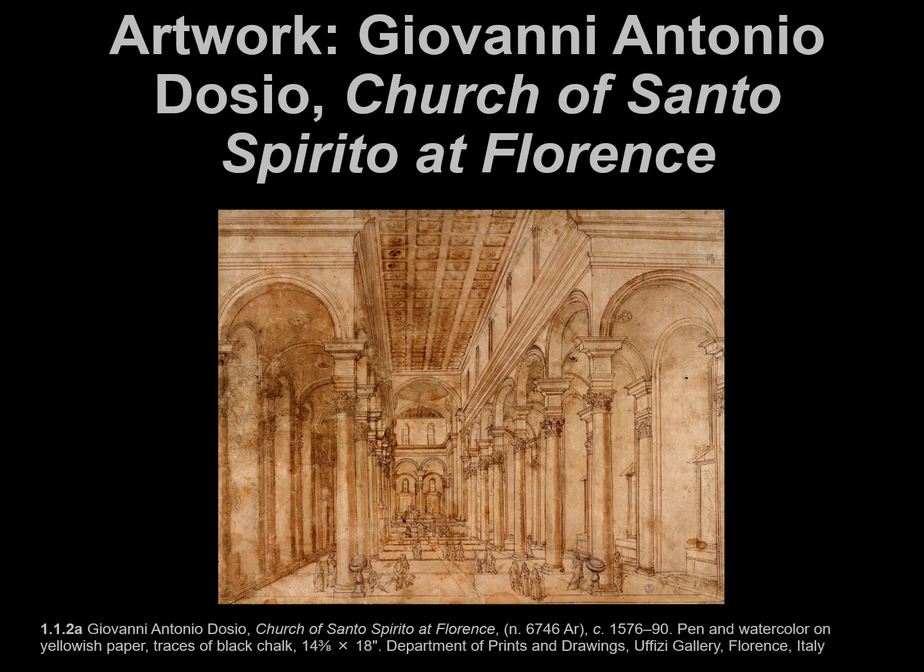This work by Giovanni Antonio Dozio called Church of Santo Spirito at Florence shows exactly how lines can be so important in various ways. In this case, this is an actual sketch that was used to design what would eventually be the Church of Santo Spirito. And as you can see, this is an amazing use of line to create the illusion of deep space. In this case, this is a 1-point perspective drawing.